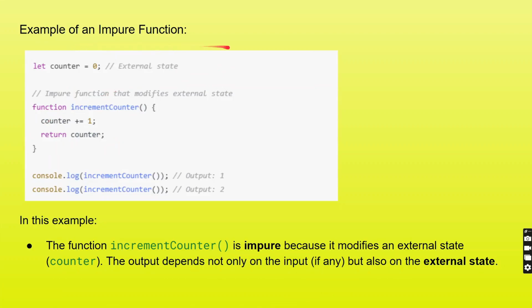Example of an impure function. We have a let counter initialized with 0, which is external state, and we have a function incrementCounter, where counter plus equals 1 and it returns the counter. When we call incrementCounter, the first output is 1 and the second time the output is 2. So in this example, the function incrementCounter is impure because it modifies an external state, counter. The output depends not only on the input, if any, but also on external state.